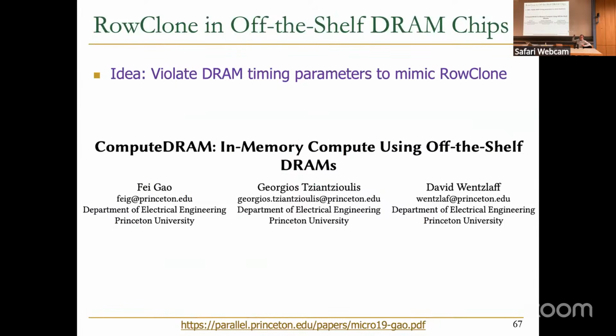Later, some folks built on this work. This is from Princeton. They used the SoftMC infrastructure that I showed in yesterday's and also previous days' lectures. They asked, what happens if you violate the DRAM timing parameters? They showed that if you violate the activate-to-activate timing parameter, you can actually see the RowClone operation on real DRAM chips. They call this ComputeDRAM. Okay, we're going to get back to that.